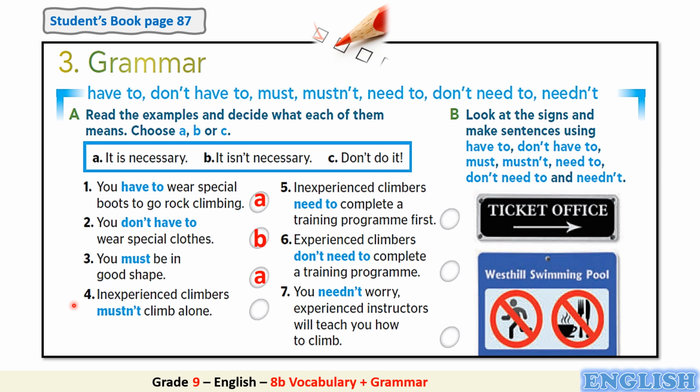Number 4. Inexperienced climbers mustn't climb alone. Excellent, my students. It's C, which means don't do it. Why? Because we use mustn't to express prohibition.